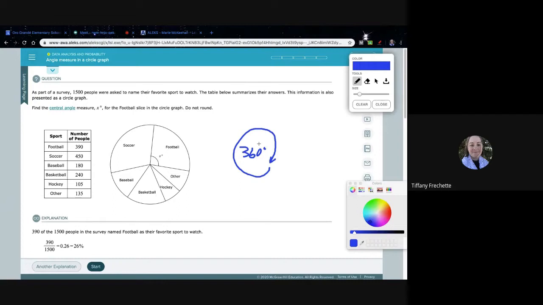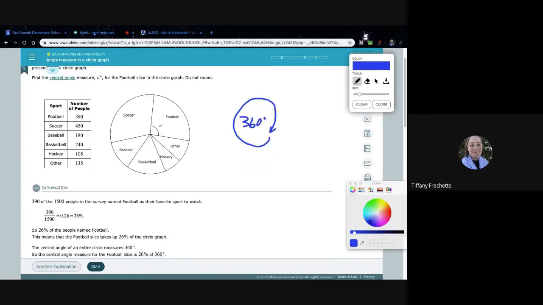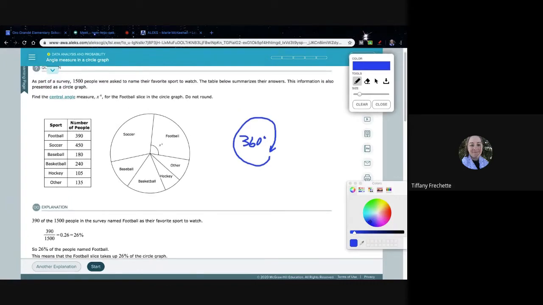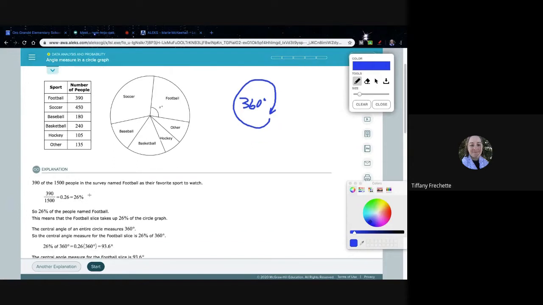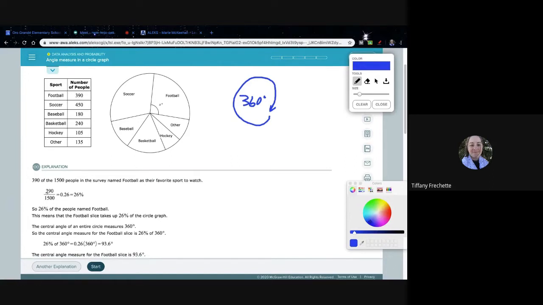And then what we need to do is calculate the percent that football takes up for the whole 1,500 people survey here. So that's what they start doing down here in the explanation. They go to football and they see there's 390 people that said that's their favorite sport to watch. And then we're going to divide that by the total number of people surveyed, which was 1,500. And that equals 0.26, which we can say is 26%. So 26% of all the people surveyed, their favorite sport is football.